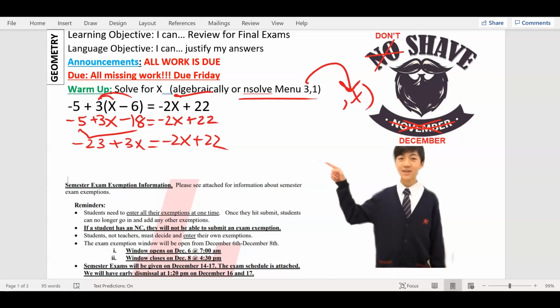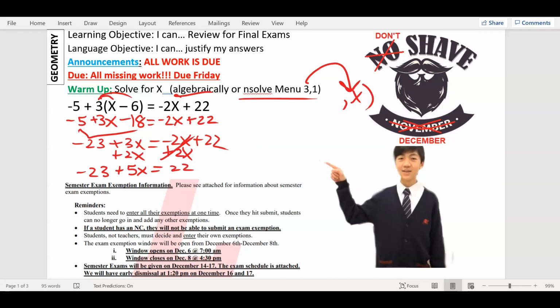What's the opposite of -2x? Yeah, plus 2x. So plus 2x here, plus 2x here. These cancel. I'll bring down -23 plus 5x equals 22.